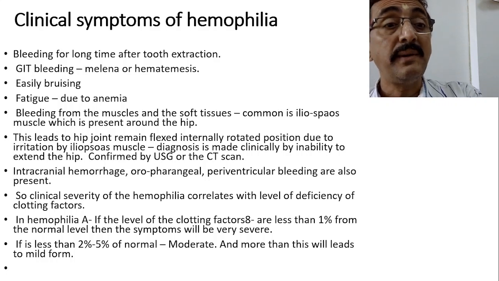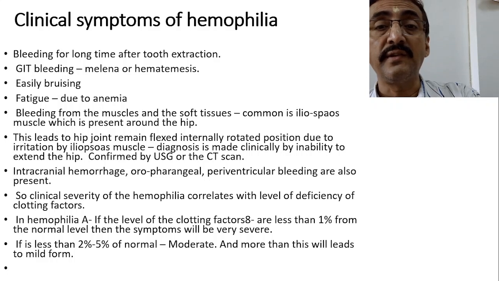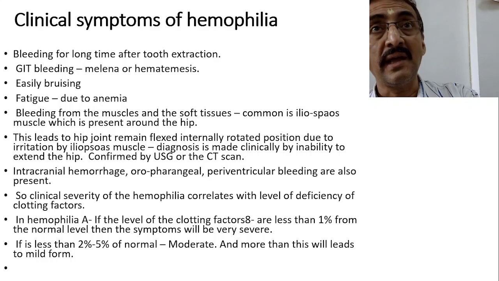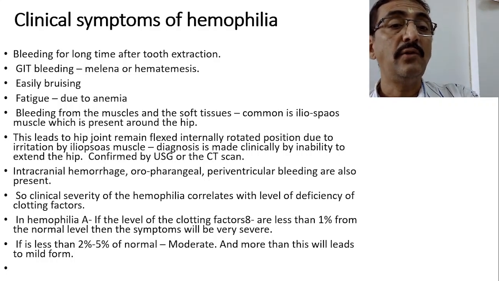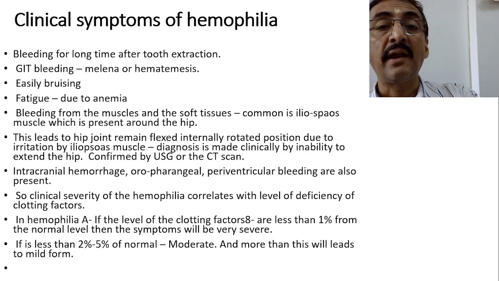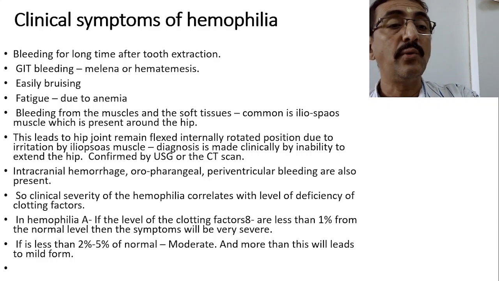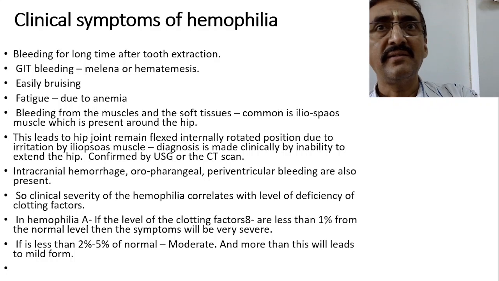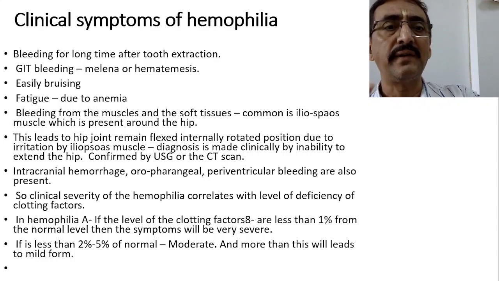Now at times there will be bleeding from the muscles as well as soft tissues. Very common in the iliopsoas muscle, which is present around the hip. And this leads to the hip joint remaining in a flexed, internally rotated position due to irritation by the iliopsoas muscle, and diagnosis is made clinically by inability to extend the hip. Okay, see, these are the different ways of diagnosis according to the symptoms.